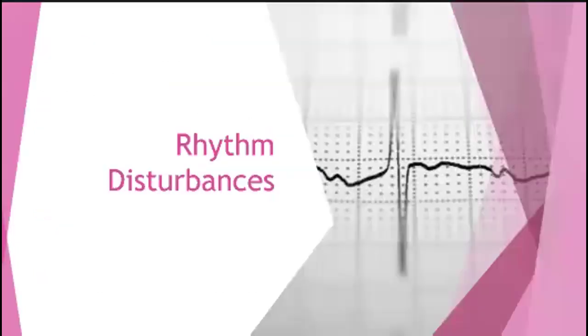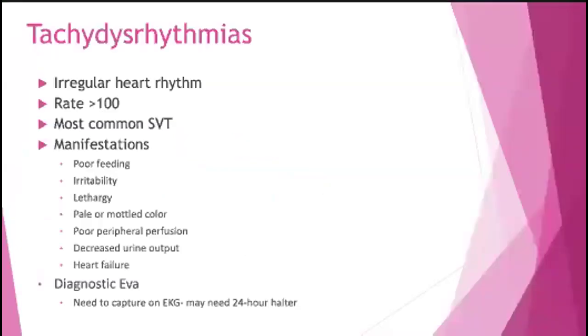Now we're going to go into rhythm disturbances. So in an older child, we might have them tell us about palpitations, dizziness, syncope, and exercise intolerance. In a smaller baby, they're not going to be able to tell you that they have those things, so we might just have some increased irritability.